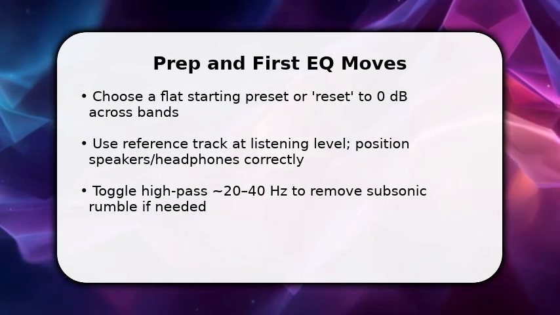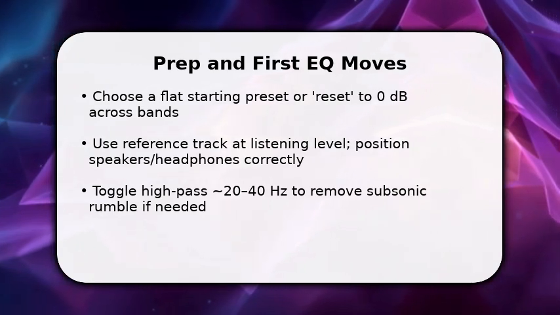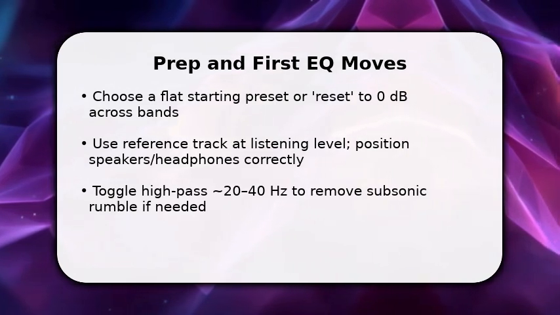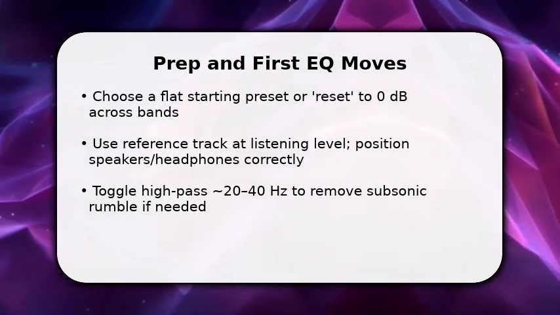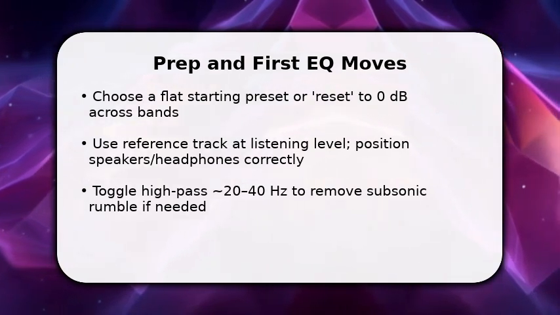Once done, apply a gentle high-pass filter around 2040 Hz if your system adds rumble. This clears mud without touching tonal content. Make sure to monitor in the room or with the headphones you actually use, because corrections must match playback conditions.